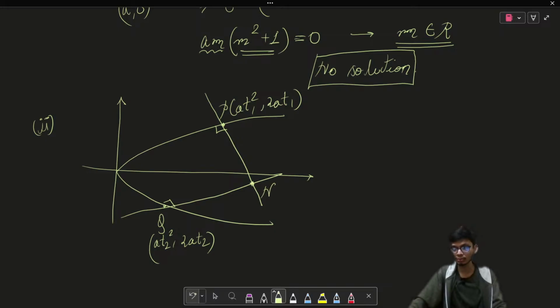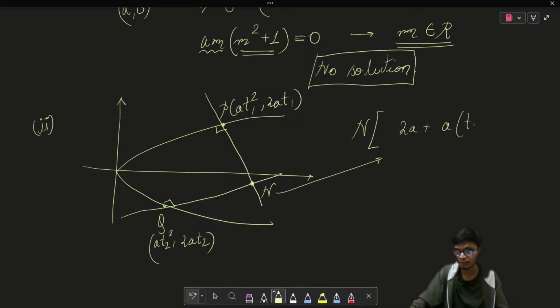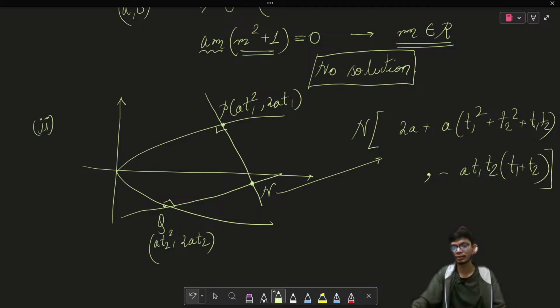So this point of intersection of the normals is again very interesting, because in case of the point of intersection of tangents, we have seen that the x coordinate is the GM of the 2 points and the y coordinate is the AM of the 2 points. In this case, the point of intersection of the normals is given as (2a + a(t1 square + t2 square + t1 t2), minus a t1 t2 (t1 + t2)). Now this is a bit different result. It is also quite heavy, so I don't suggest you remember this result.